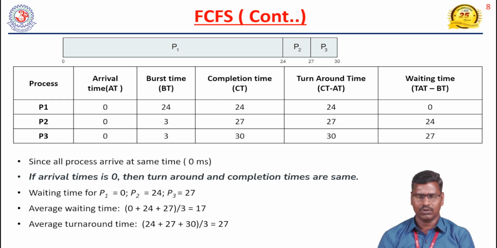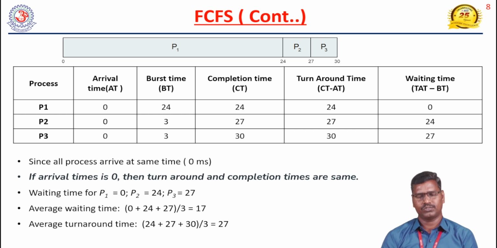Since all the processes arrive at the same time, that is 0 milliseconds, there is no arrival time, it is 0 only. So the turnaround time as well as the completion time are the same, based on the arrival time. Here the waiting time for P1 is 0, P2 is 24, P3 is 27, and we want to find the average waiting time, that is the total waiting time divided by the number of processes. That is the formula to find the average waiting time.